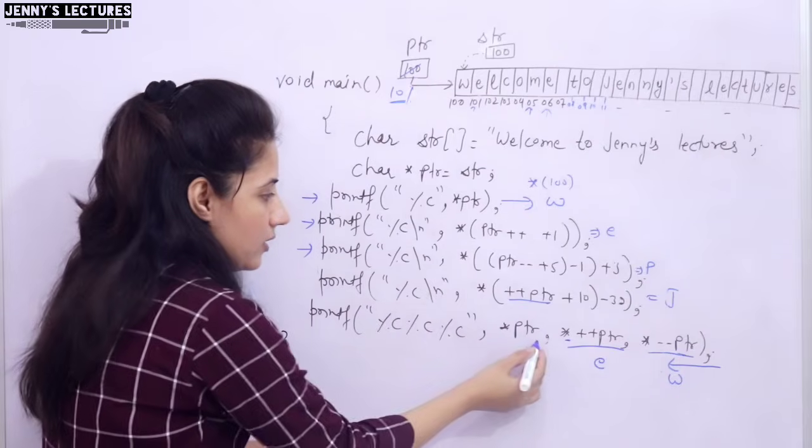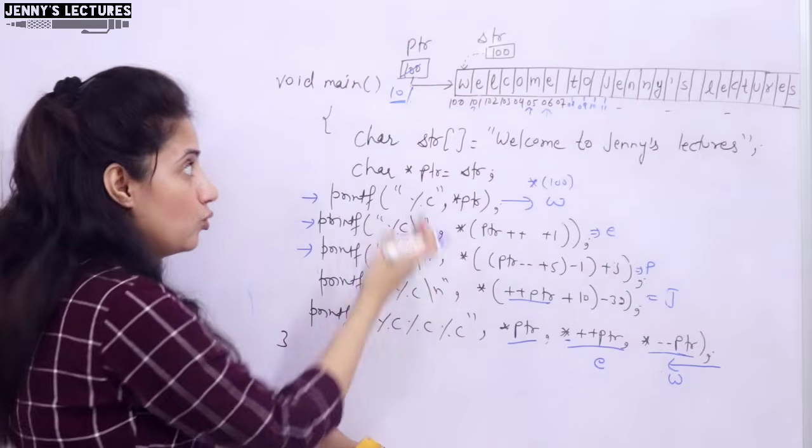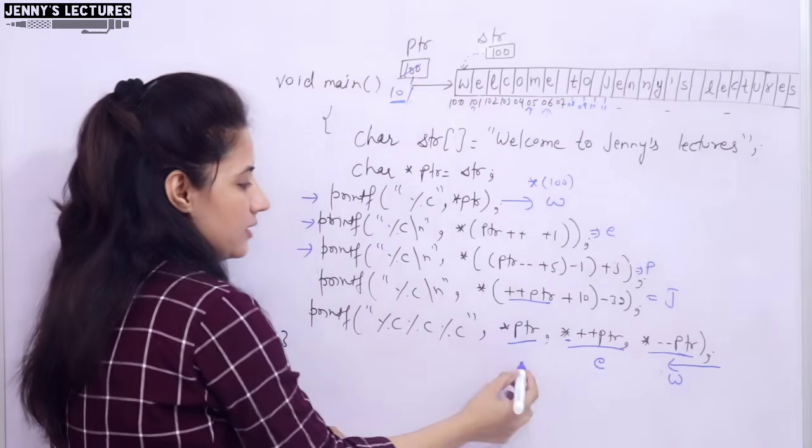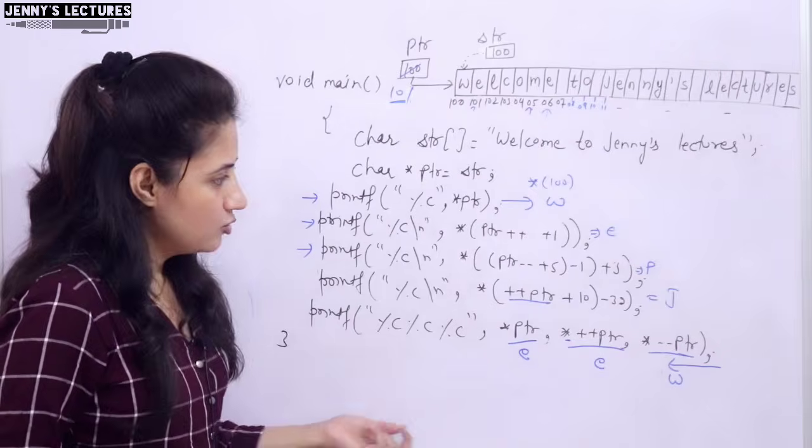Now here we have 101. Now asterisk pointer. So whatever the value in PTR, that is 101, whatever the value there, that should be printed, that is E. So I hope you got this one.